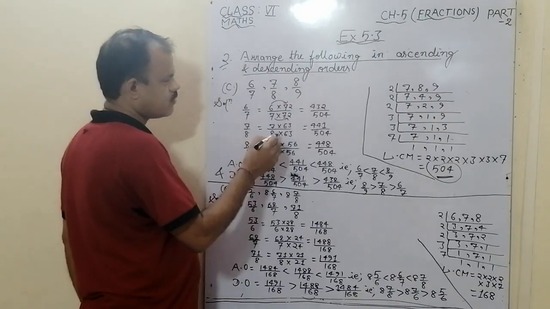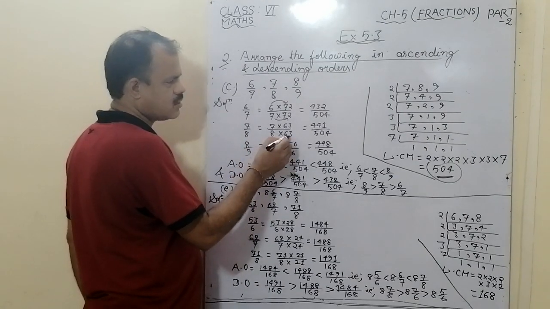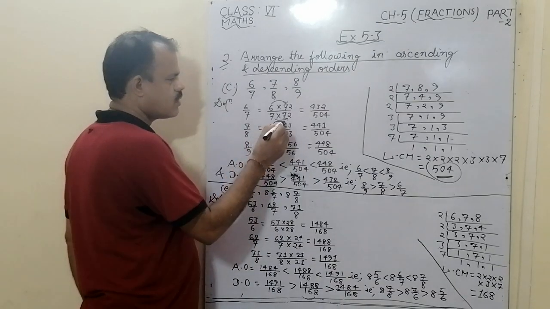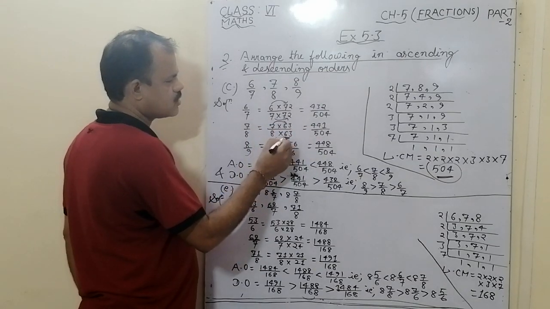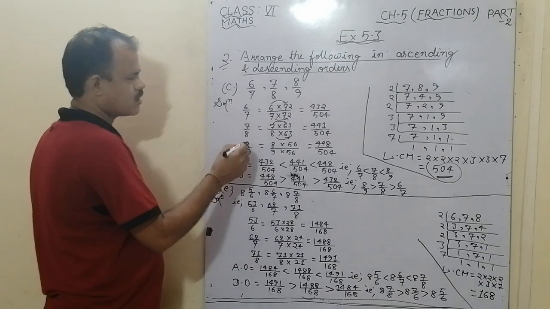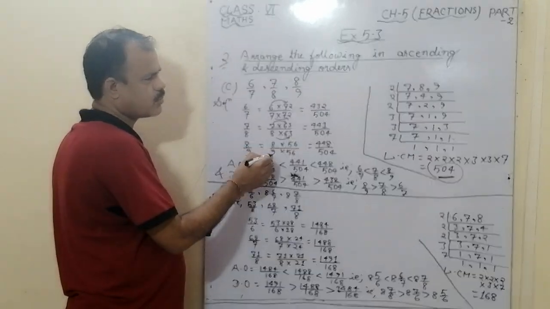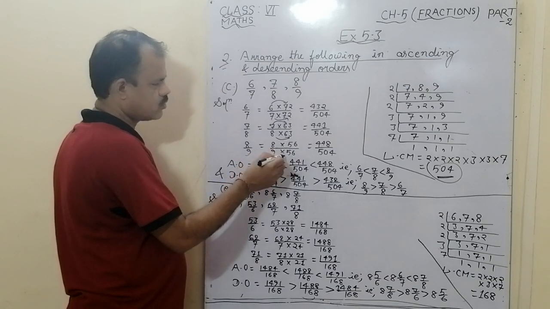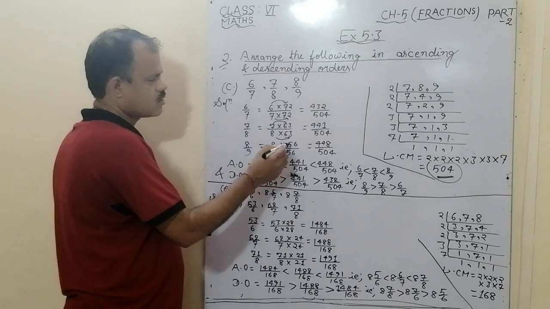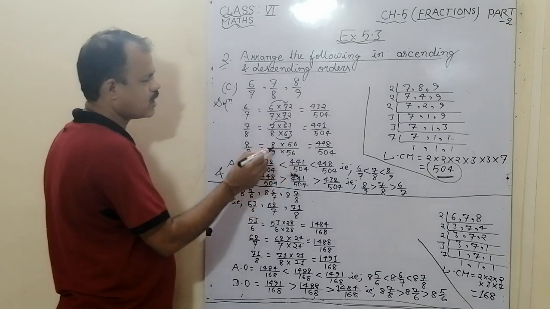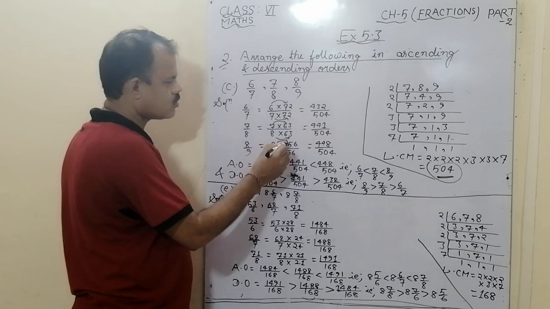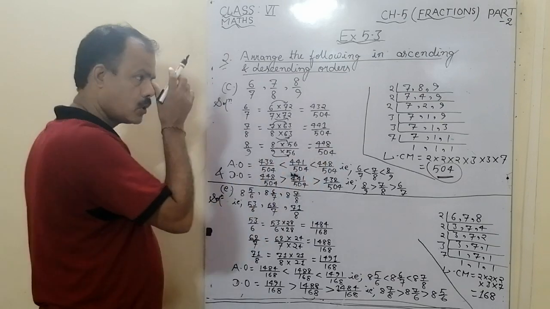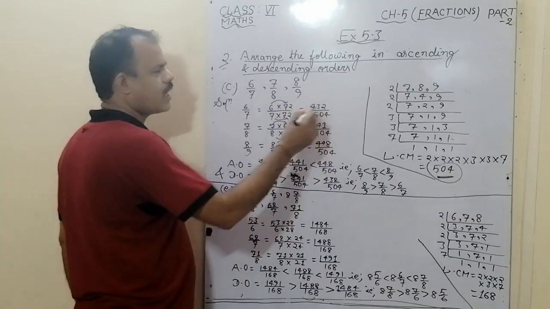Next 7 by 8. For 7 by 8 we multiply 8 by 63 so that it becomes 504. So in the numerator also 63. 7 times 63 is 441, and 8 times 63 is 504. Next 8 by 9. Here you see what number we have to multiply 9 by so that the product is 504. So that number is 56. So we multiply both numerator and denominator by 56. So 8 times 56 becomes 448, and 9 times 56 is 504. Now the unlike fractions have become like fractions.